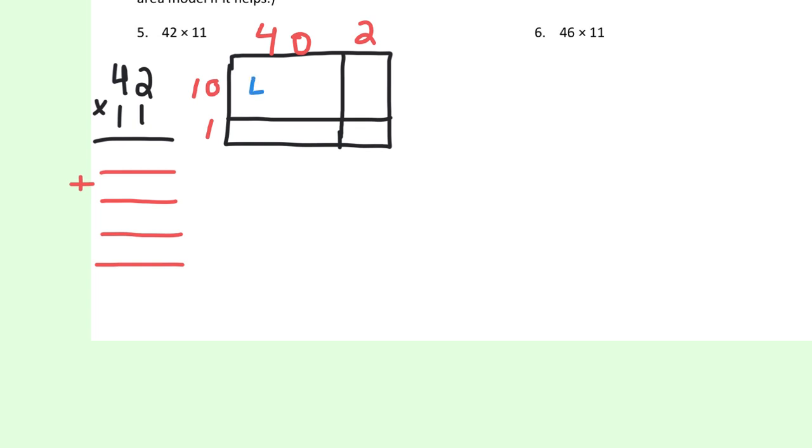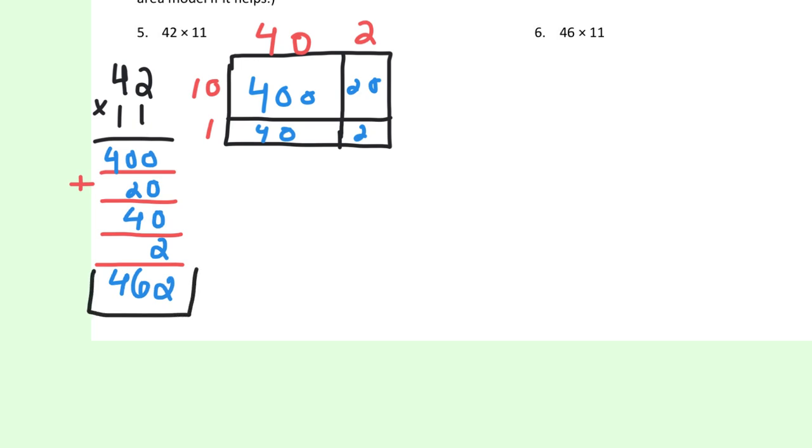40 times 10 is equal to 400, and 10 times 2 is equal to 20. 40 times 1 is equal to 40, and 2 times 1 is equal to 2. Now we're going to take these numbers and add them together. So we have 400 plus 20 plus 40 plus 2, and that's going to give us 2, 6, and 4, giving us a product of 462.